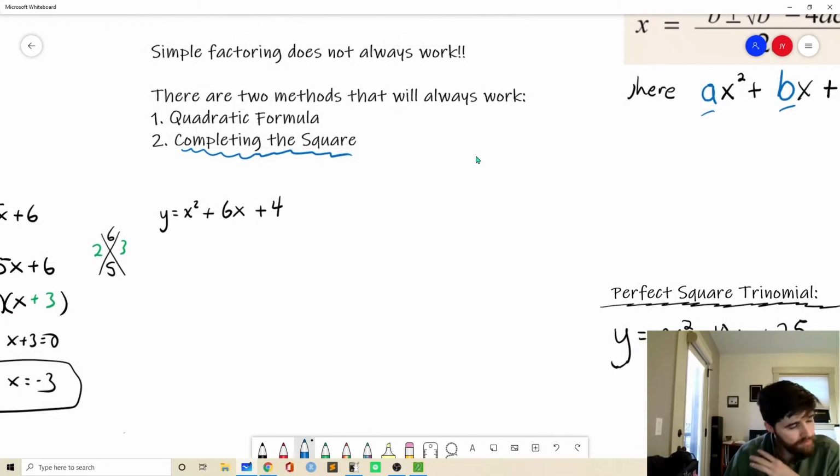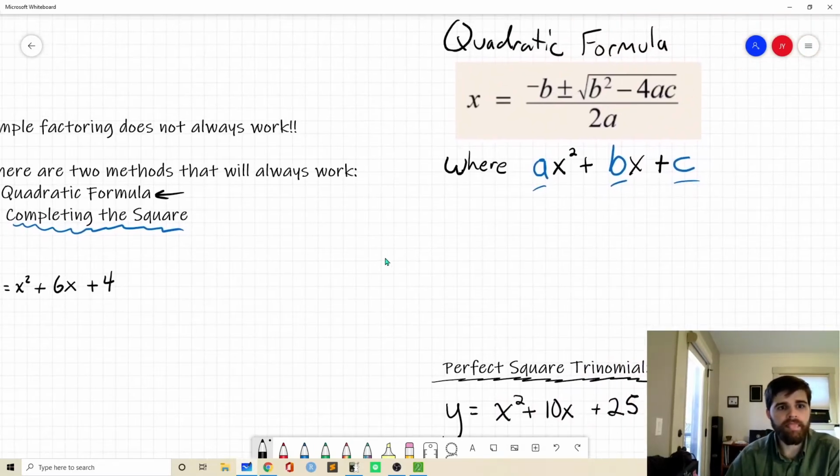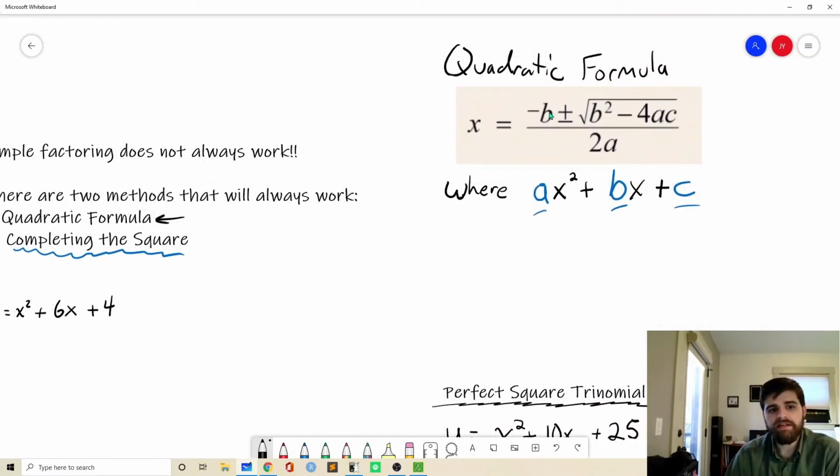So when it comes to quadratics, there are all kinds of different strategies. We'll talk about a couple of them in this class, but there are two that are really, really great because they never fail. The first is the quadratic formula, and you might have seen this before. The quadratic formula looks like this: -b plus or minus the root of b squared minus 4ac, all over 2a, where a, b, and c are the three parts of our standard form. a is the coefficient of x squared, b is the coefficient of x, and c is our constant.